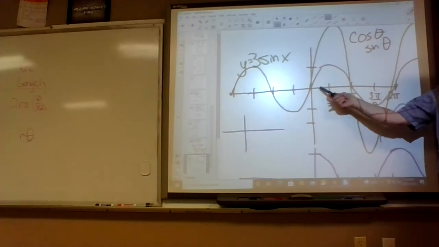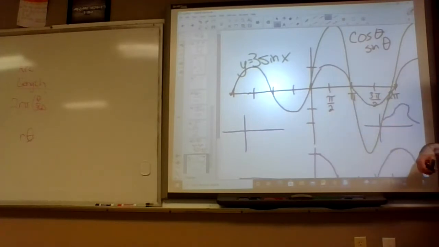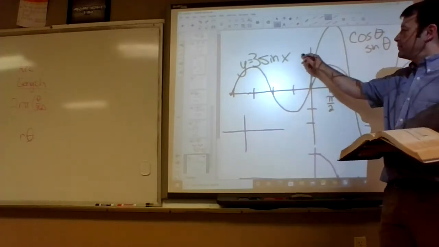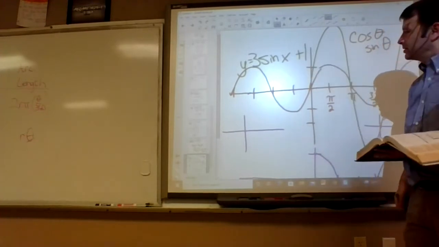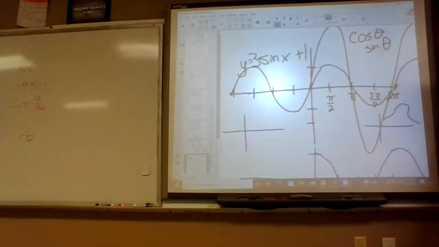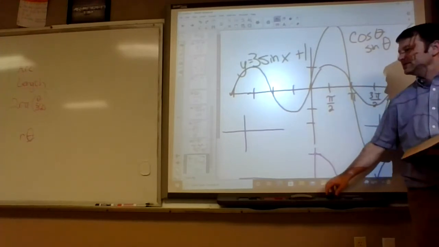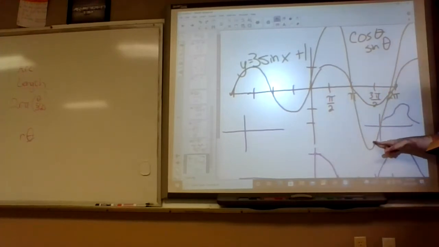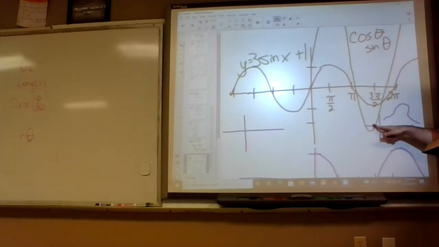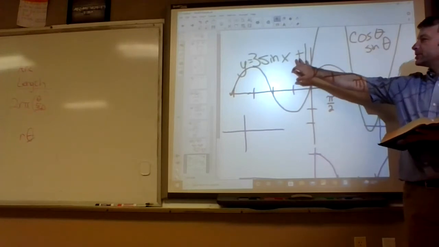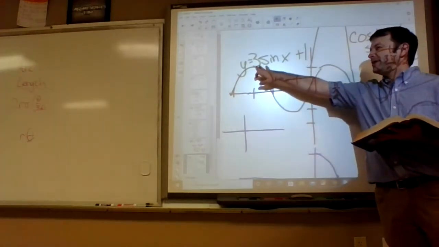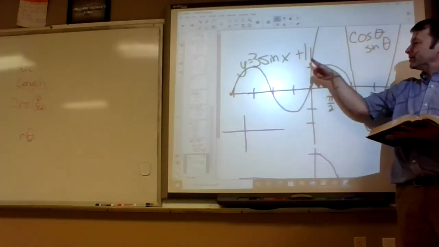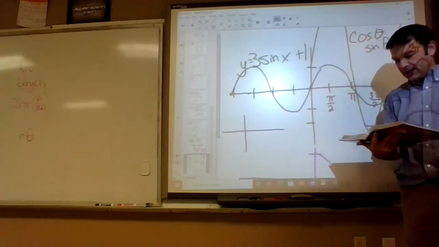Okay, so at 0 it's still 0, but what do you think would happen if I put a +1 up there? It goes up one. It'd be like that. Those are old tricks, right? The 3 was kind of newish, but yeah. Because +1, if it's in the parentheses, then it goes up.